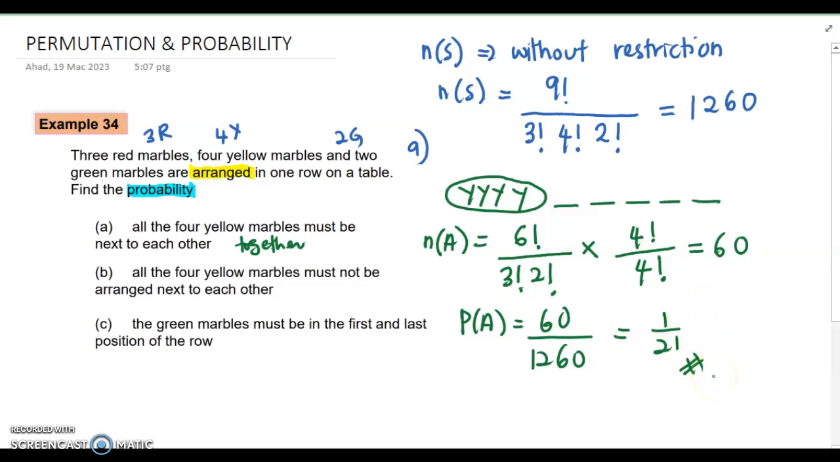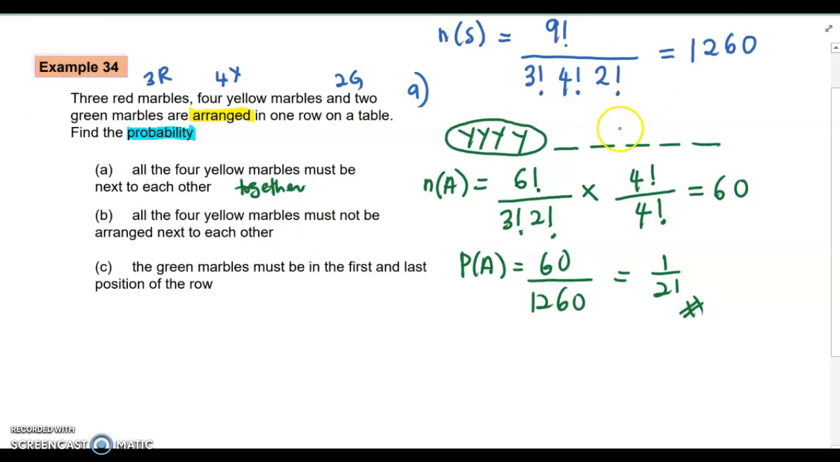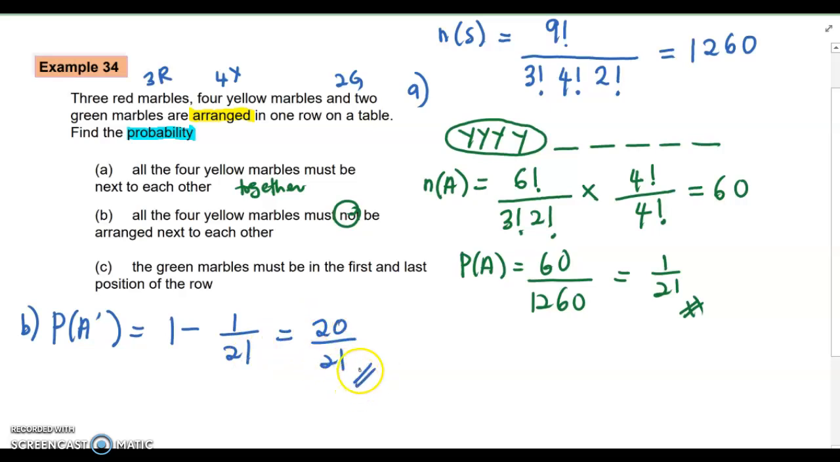For question B, all the 4 yellow marbles must not be arranged next to each other. They cannot be together. So if it is not, we are going to find the complement of together. So for question B, it can be the probability of A prime, which is 1 minus 1/21, which is equal to 20/21.